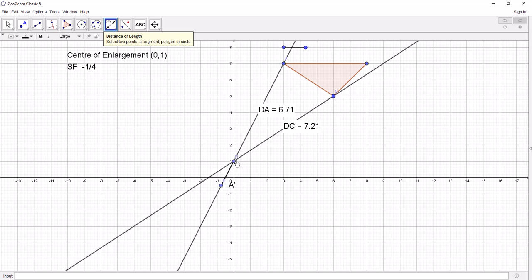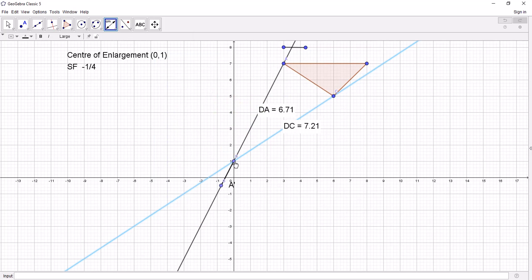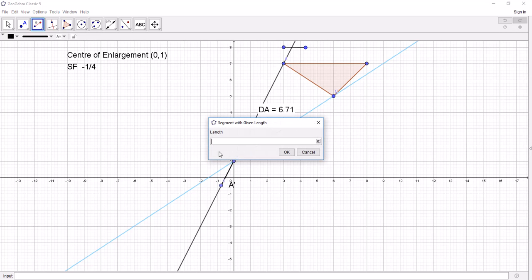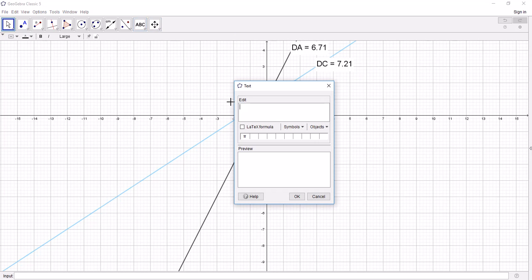Now we're interested in this line, so I'm going to give it a different colour to make it stand out. I'm going to travel 1/4 of this distance down here, and that's going to be my image of C. So I need to create a line length of 1.8025 centimetres, and then make sure that I attach it to the correct ray line, which is there, and now I'm going to label that the image of C.